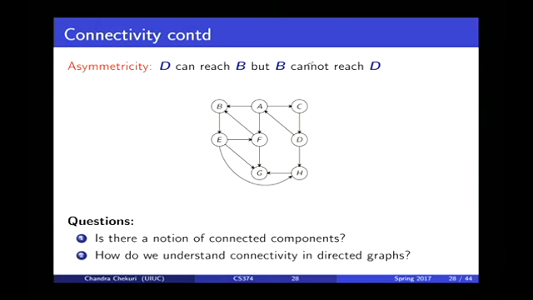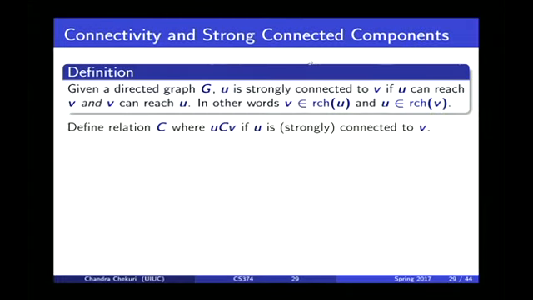On the other hand, A, for example, can reach B, but B cannot reach A, so they're not strongly connected to each other. What does this relation do? Clearly U is strongly connected to itself. And by definition, if U is strongly connected to V, V is strongly connected to U, because the way I defined it, it's symmetric. And it's also transitive. What does that mean, transitive?